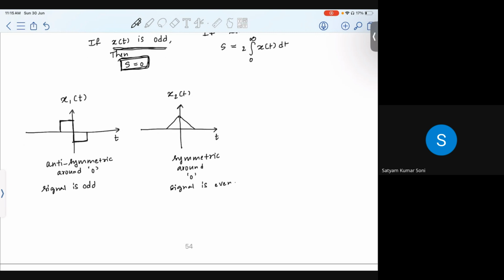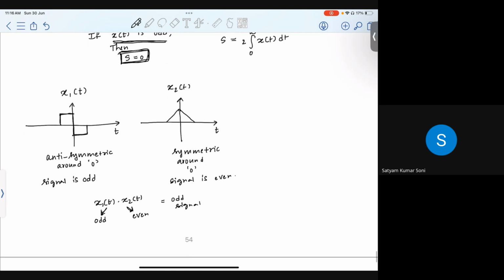And another thing: when you multiply two signals, if the first signal is odd and the second signal is even, the obtained multiplication is an odd signal. This is something that we checked in our previous live sessions. We did a summary on these things. So if you take the product of two signals, and one is odd and the other is even, then the obtained signal is an odd signal. This is another important property that you may have to remember.